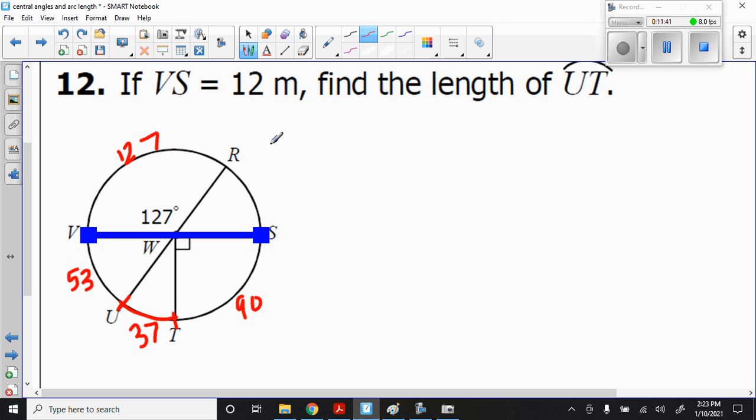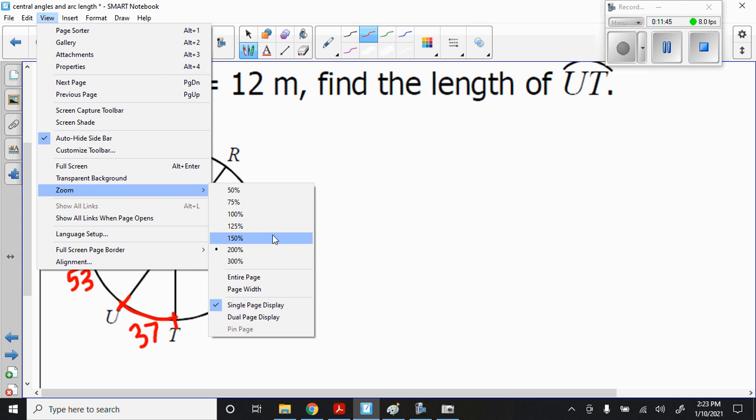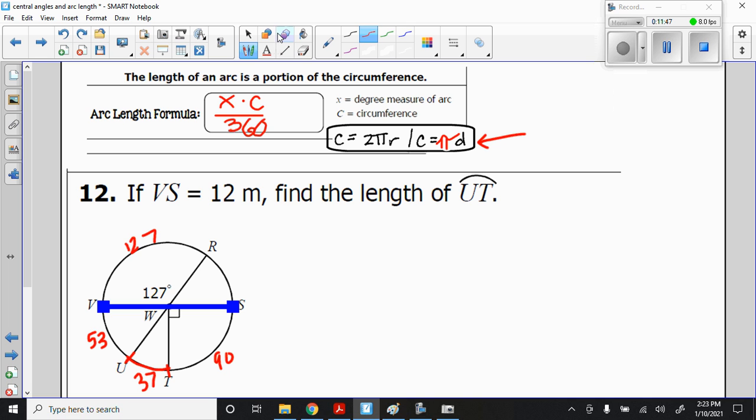I need its arc length. And now I'm ready to set my equation up. All right, X is our measurement of our arc, and that's what I needed. So there is our X part.